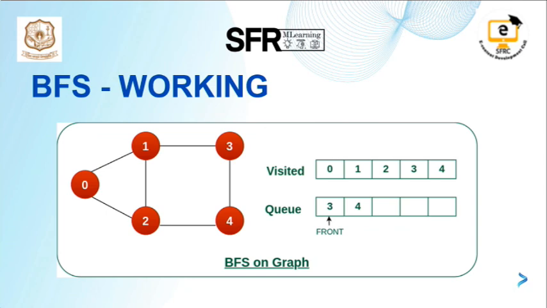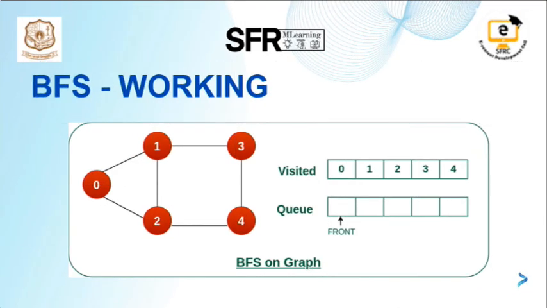Now remove node 2 from the front of the queue and visit its unvisited neighbor, that is 4, and push it into the queue. Now remove node 3 from the front of the queue and visit the unvisited neighbors. Here we can see that there is no unvisited neighbor, so there is no need to push anything. Now the front of the queue has 4. So visit 4 and check whether it has any unvisited neighbor or not. Here we can see that there is no unvisited neighbor, so the breadth first search is completed here.